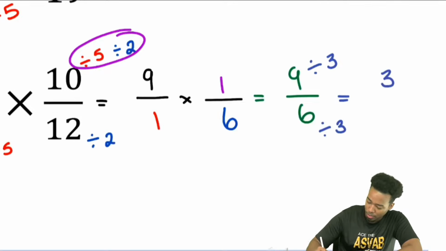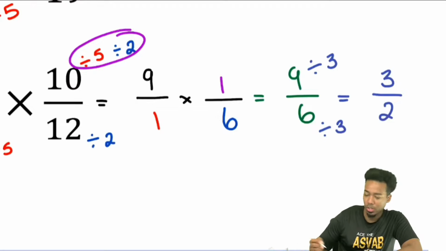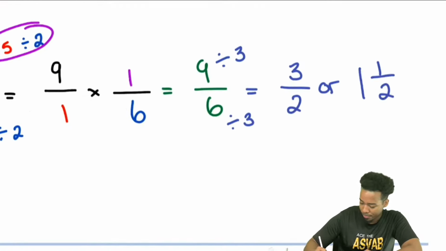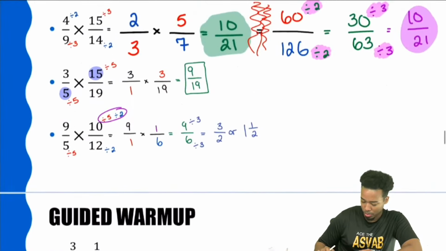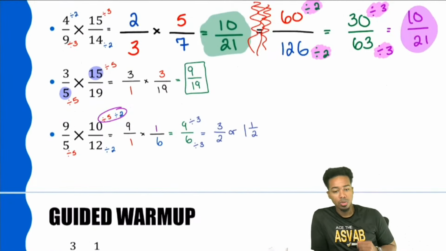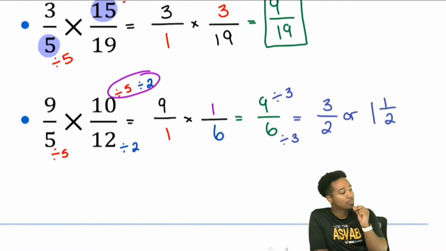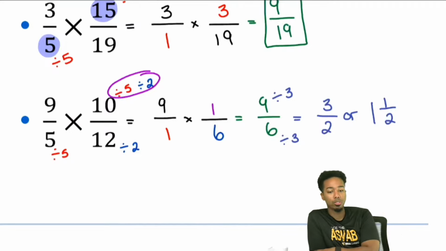9 divided by 3 is 3. 6 divided by 3 is 2. So that'd be 3 halves or 1 1/2. Either way, but I want to show you that right there. So is that making a little more sense, guys? That you absolutely can simplify before you multiply.